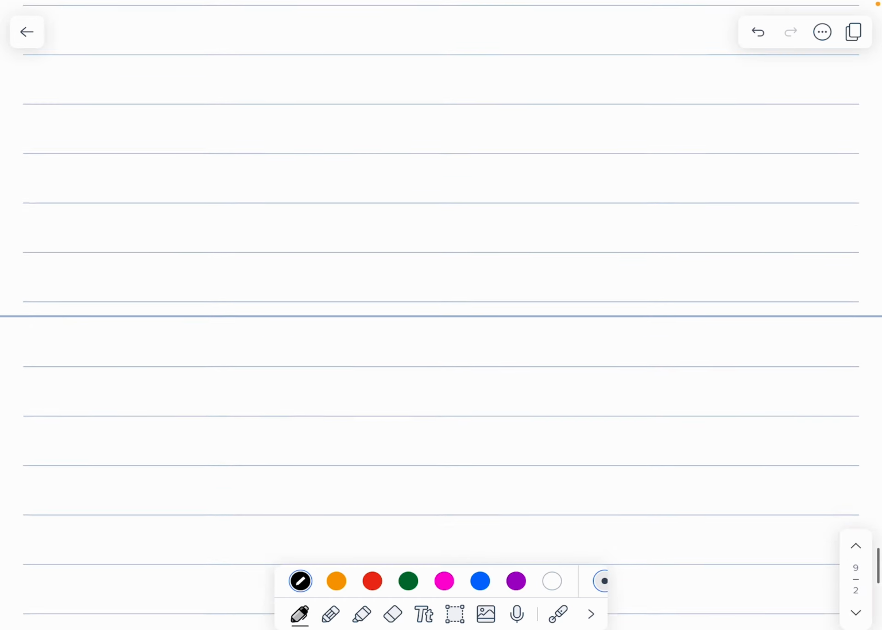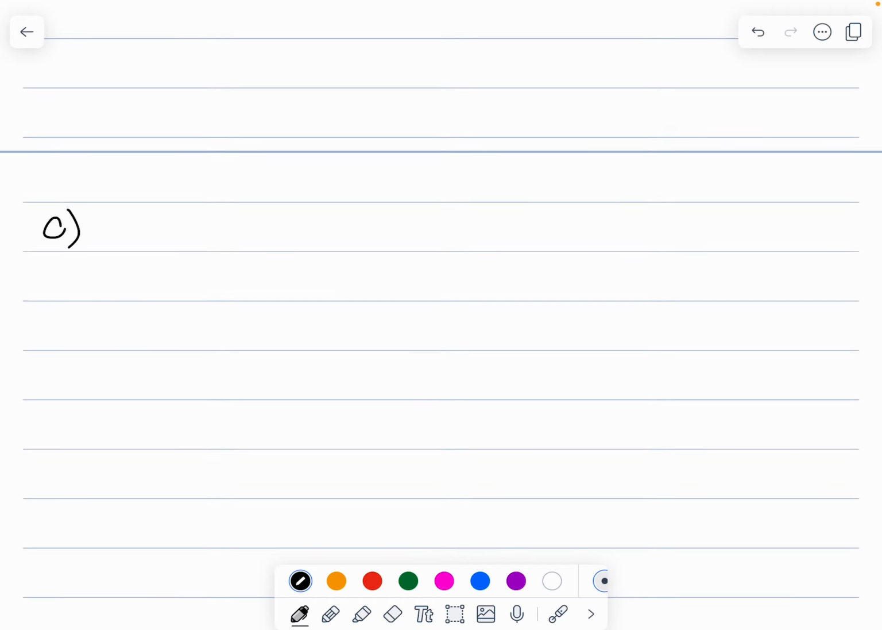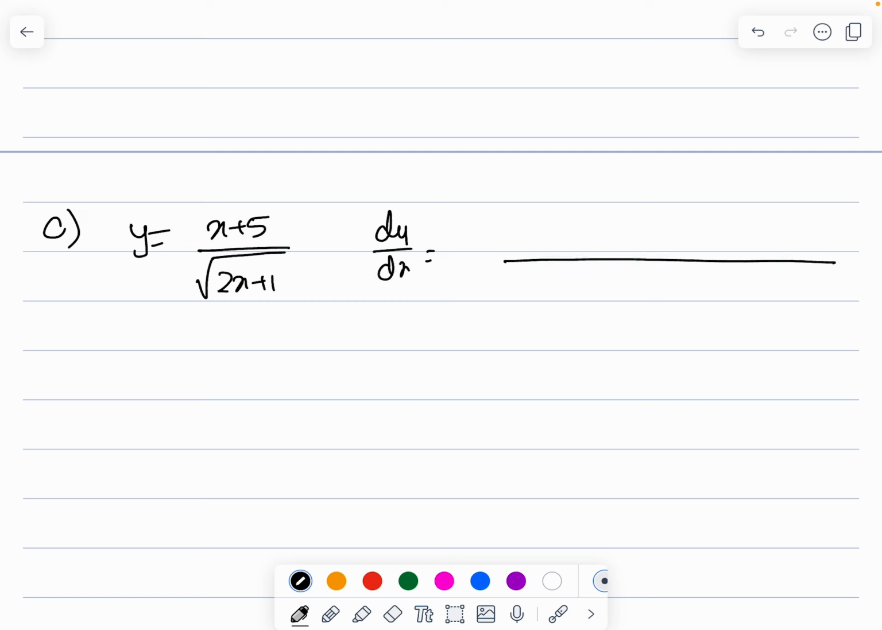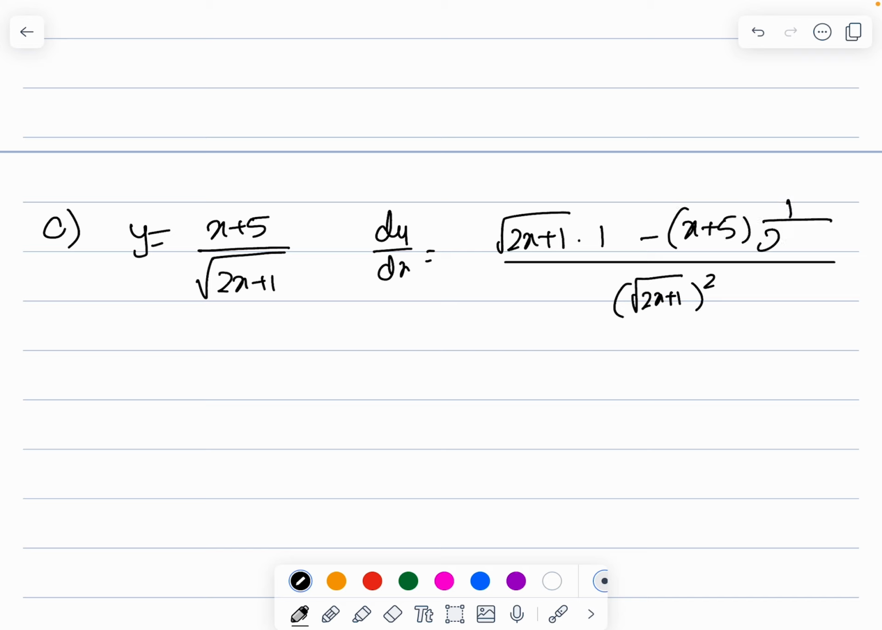Then for part C, y equals to x plus 5 upon square root of 2x plus 1. So what is dy by dx for that? So dy by dx equals to square root of 2x plus 1 whole square, square root of 2x plus 1 times 1 minus x plus 5 times 1 upon 2 square root of 2x plus 1. Again 2x plus 1 derivative is 2.